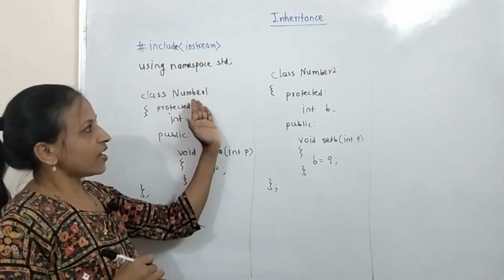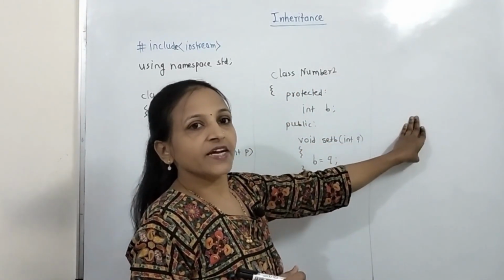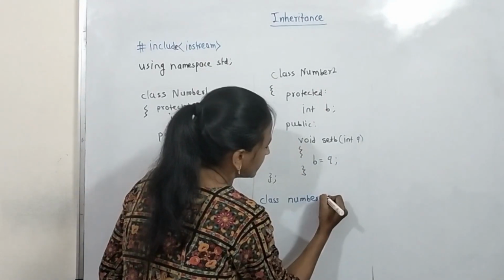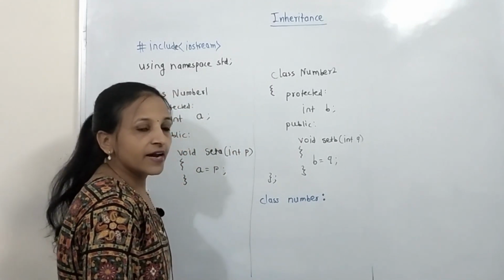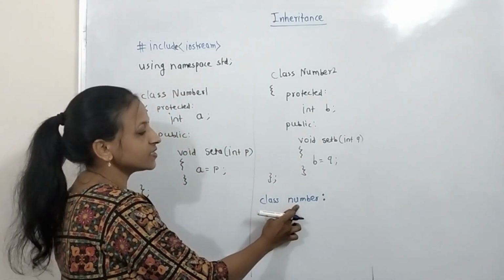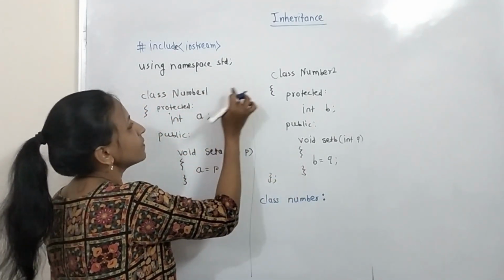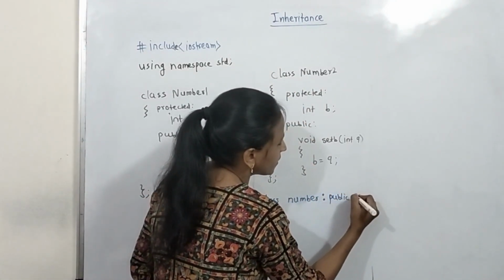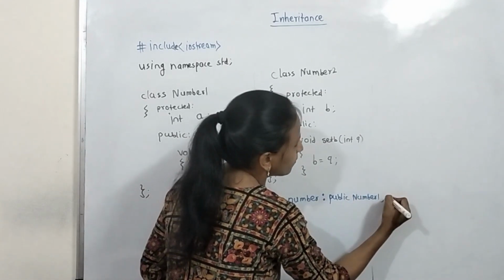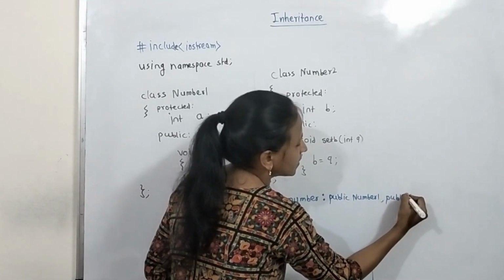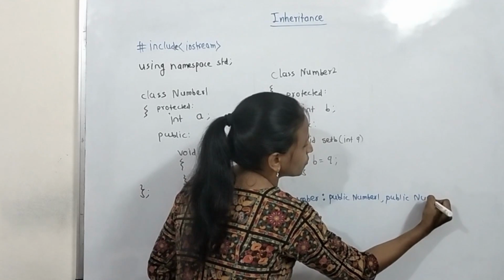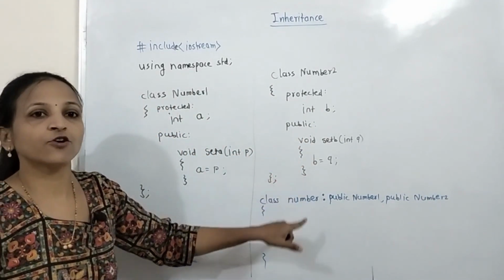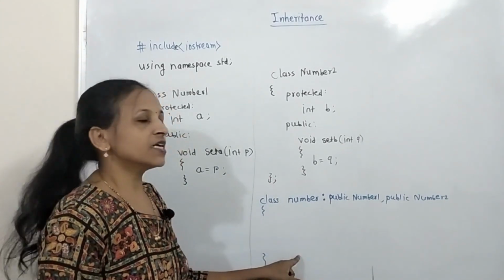Now from Number1 and Number2 I am going to create a derived class. Let the class be Number. Here I am writing a colon, because I want to create this class as the derived class of Number1 and Number2. First we have to write public Number1, comma, public Number2. This means whatever features of Number1 and Number2 will automatically come inside this Number class.